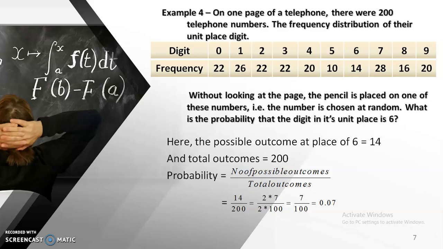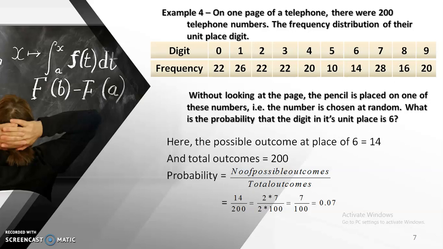Without looking at the page, a pencil is placed on one of these numbers. The number is chosen at random. What is the probability that the digit in its unit place is 6? It means you should choose only the digit place and its frequency, right? So frequency means possible outcome and here the possible outcome is 14 because you should choose digit place 6. Got it? So here the possible outcome for 6 equals 14 and total outcomes equal 200.